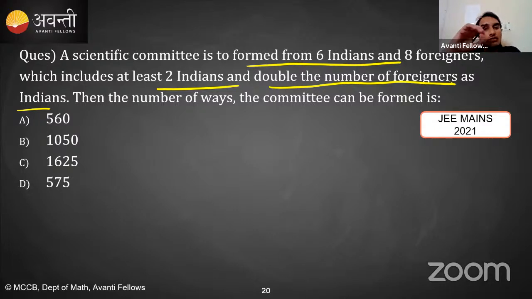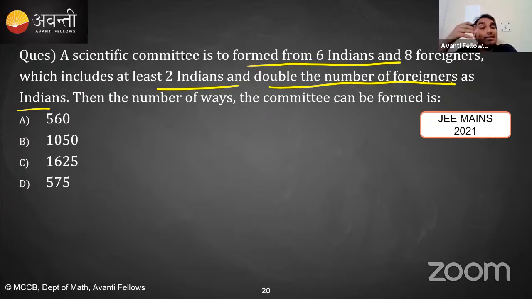So question क्या बोल रहा है? You have to make a committee in which at least 2 Indians होने चाहिए, and in that committee the number of foreigners should be double of the number of Indians. Clear, everybody? I'm giving you 1 minute. Attempt this question and let me know the answer quickly in the chat box. You have 1 minute to attempt this question, everyone.